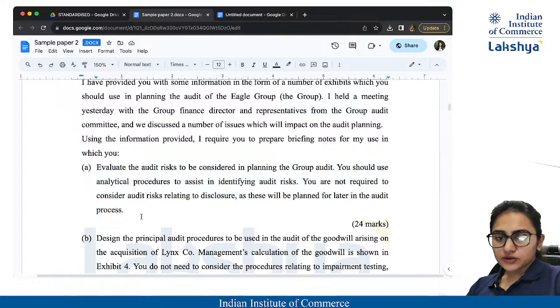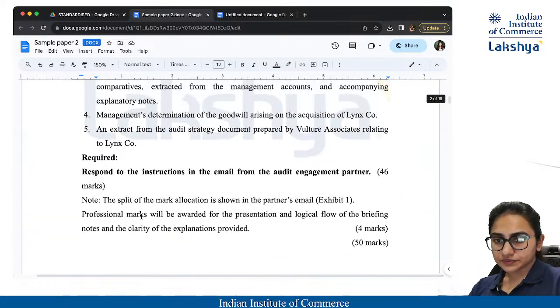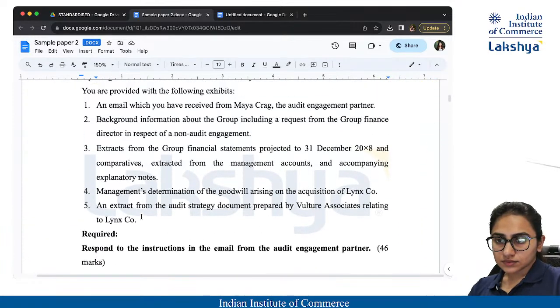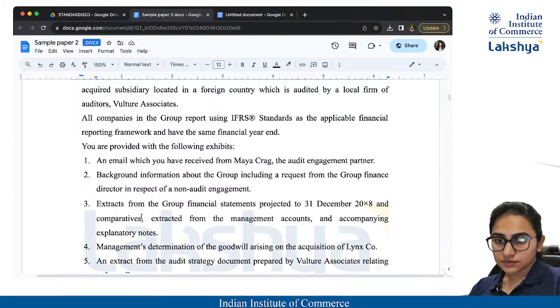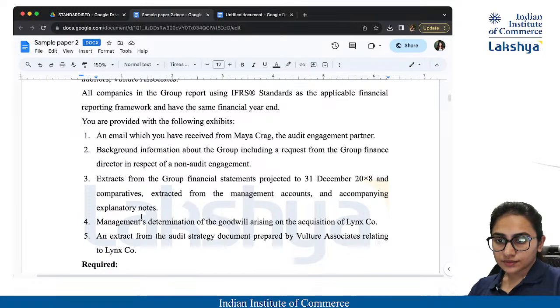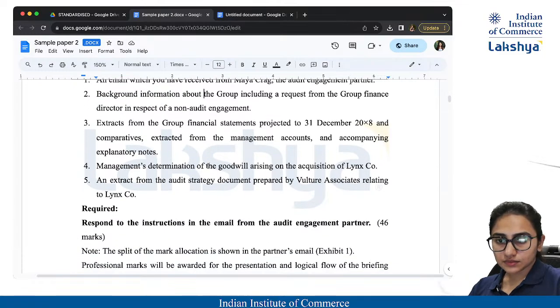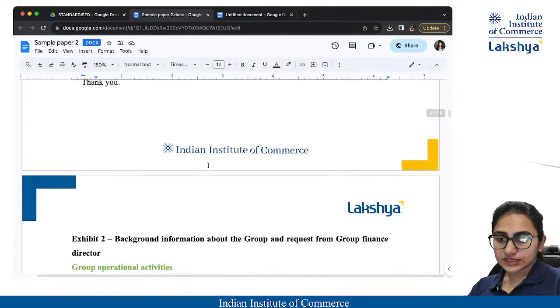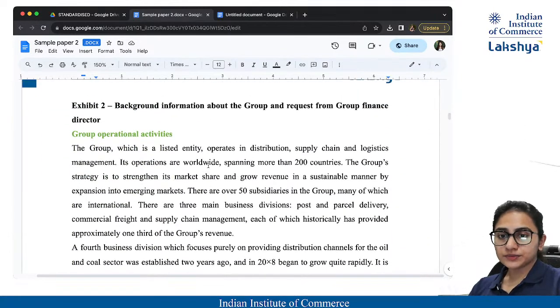In planning the group audit, you should use analytical procedures to assist in identifying audit risk, and you are not required to consider audit risk relating to disclosures, as this will be planned for later in the audit process. Okay. I have to pick audit risk from this background information about the group, right? So let's read Exhibit 2. Background information about the group and request from the group finance director.